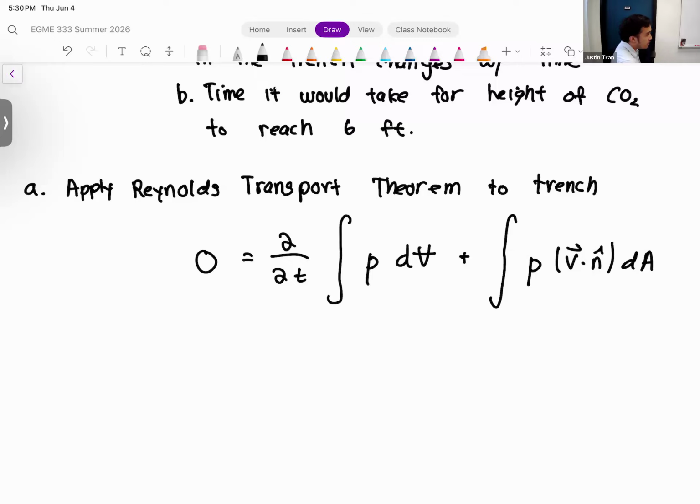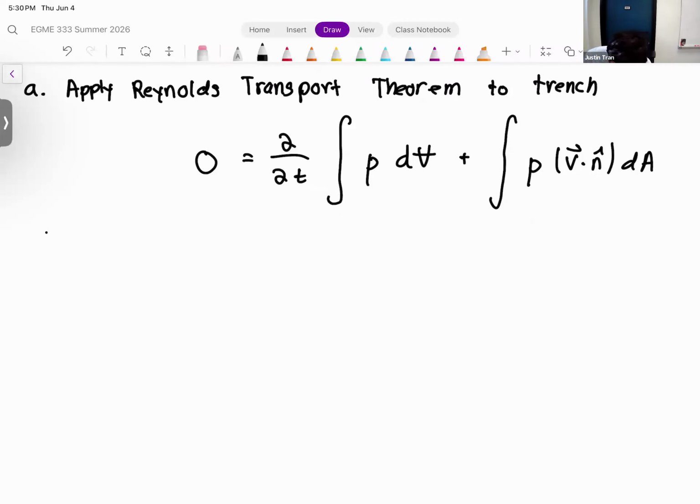So in this situation, we have an unsteady case here. We're told in the problem that the CO2 will start to accumulate in the trench. That's kind of a keyword that tells us we need to keep the accumulation term. All right, so let's go ahead and simplify this a bit. In most situations, unless the problem tells you differently, we can assume that the density is constant.